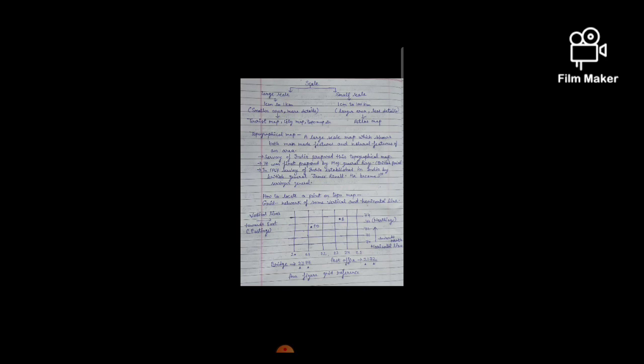What is a topographical map? So we can say a large scale map which shows both man-made features and natural features of an area is called a topographical map. We should know some more points about this map.